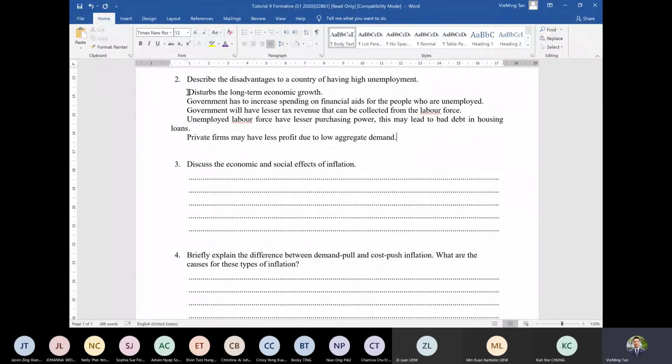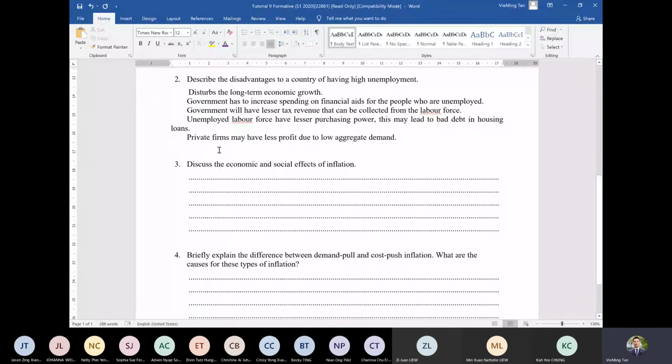Okay, so that means all of the people will get affected, not only the individual consumer, but the private firm also will get affected, government also will get affected, and the whole economic growth will also get affected. So this is why we call this the macroeconomic issue. Unemployment actually is a macroeconomic issue because this can affect the whole sectors, the 4 sectors of the economy.